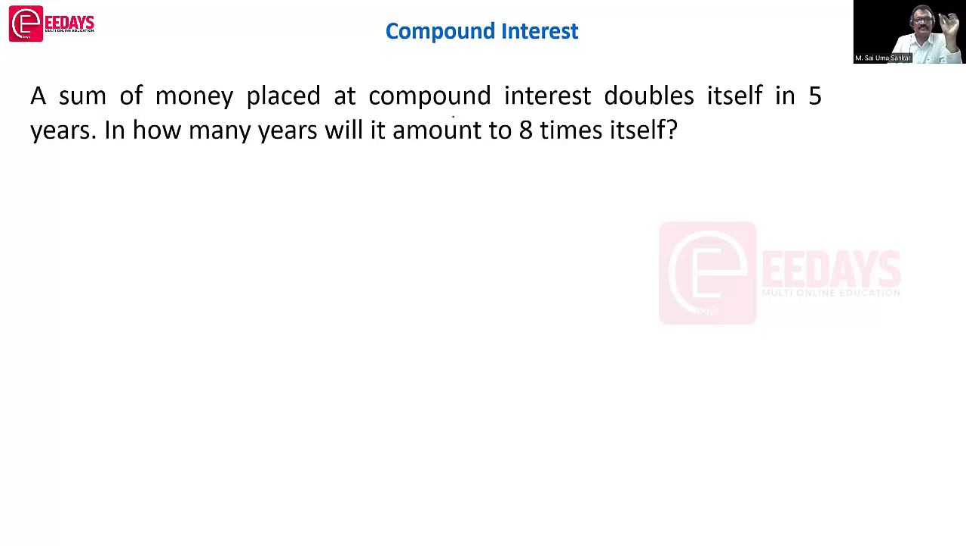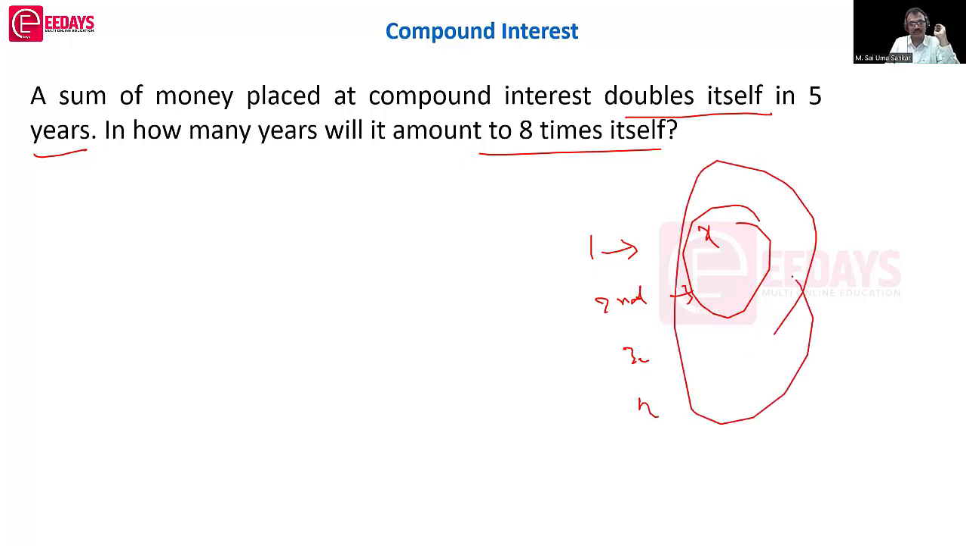A sum of money placed at compound interest doubles itself in 5 years. How many years will it become 8 times? See, in the compound interest, we calculate interest on the principal and interest on the previous interest also. Just కొంచెం చేంజ్ చేద్దాం. Here, we can calculate interest on the previous amount. That's it. Previous amount. అంతే కదా? Suppose 1 year, some x is there. Second year, so interest on this amount. Third year, interest on this amount. Fourth year, interest on this total amount, right?